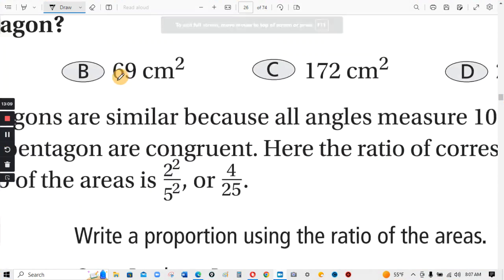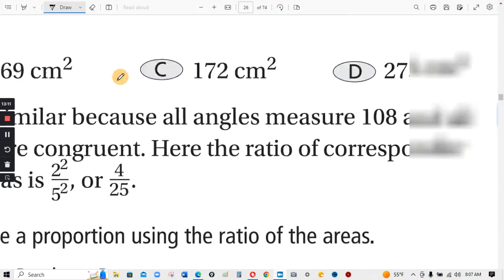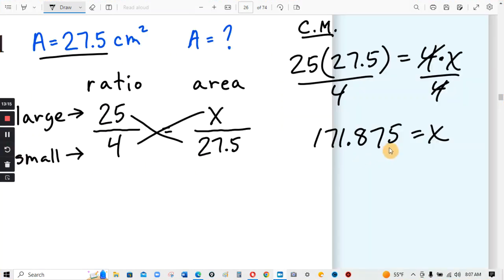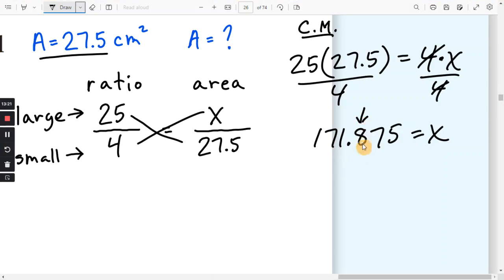However, I can see in their multiple choices that they don't have any decimals. So if we were to round this off with no decimals, just look at the first decimal. If it's 5 or more, you round it up. So the 171 becomes 172. And the units were in centimeters squared for the original area, so the new area is also centimeters squared.